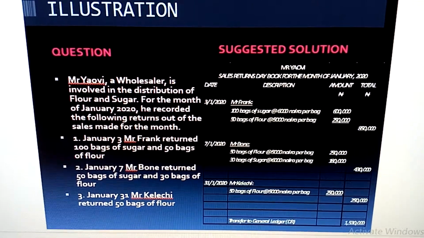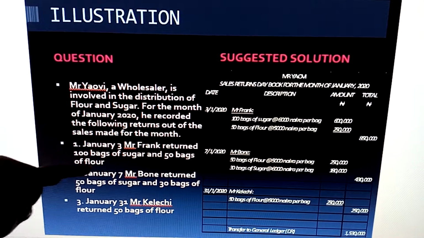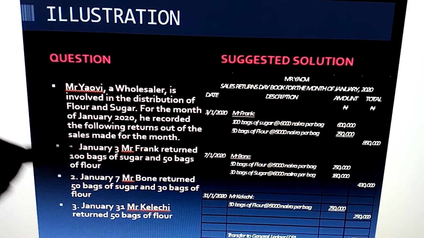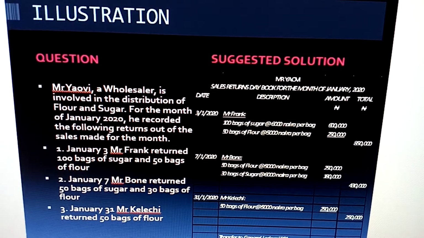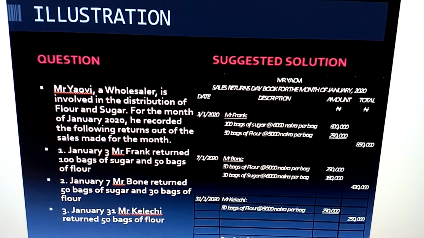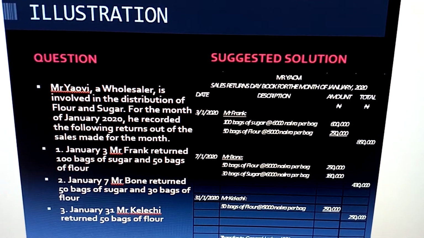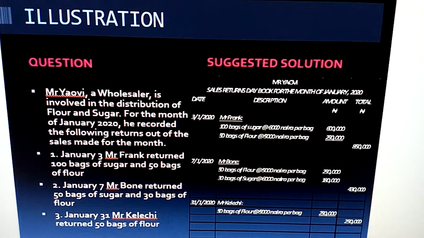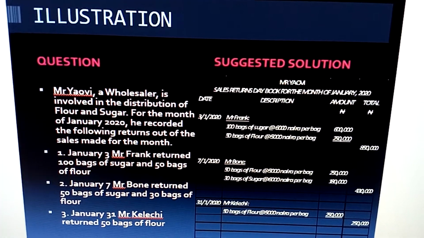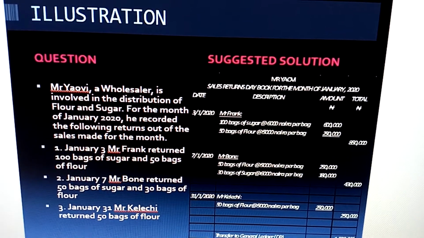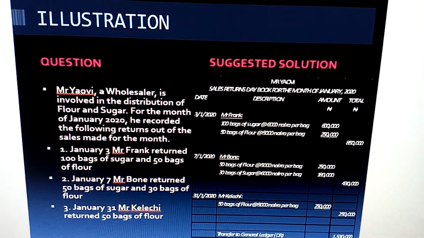Looking at the question, you observe that the cost of the product returned is not stated. Under examination conditions, you are expected to refer back to your sales day book to know the cost at which the products were sold. It is the same cost at which the products were sold that they will be returned. So let's prepare this returns inward book.